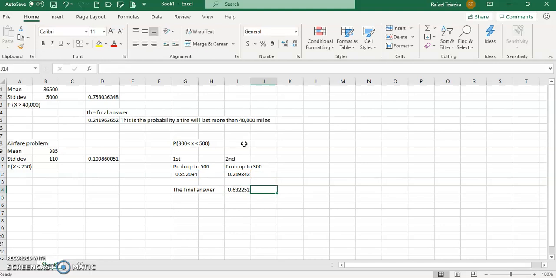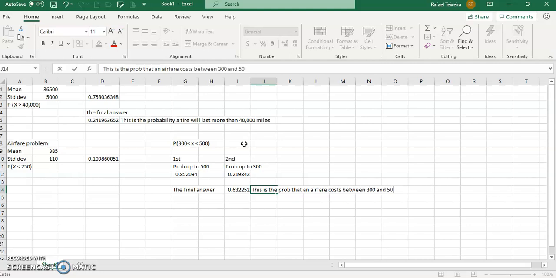This is the probability that an airfare costs between 300 and 500. Okay, so this is how you compute these kinds of problems.